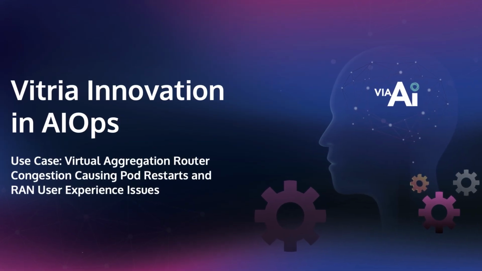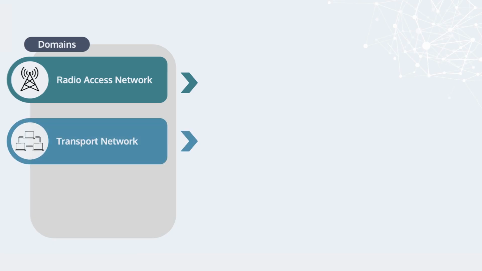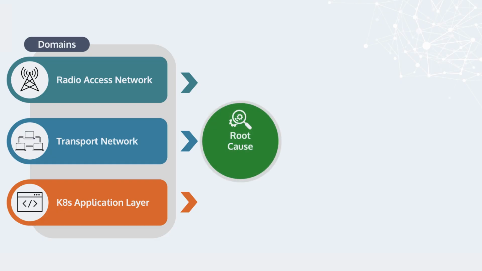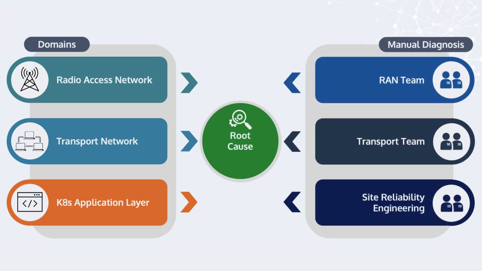Even with more modern tools, it can be very difficult to correlate radio access network, transport network, and application layer issues together because the nodes are separated by multiple hops or across different domains. Manual diagnosis of these types of issues requires coordination across radio access network, transport, SRE, and NOC teams, leading to long MTTR and recurring user experience complaints.